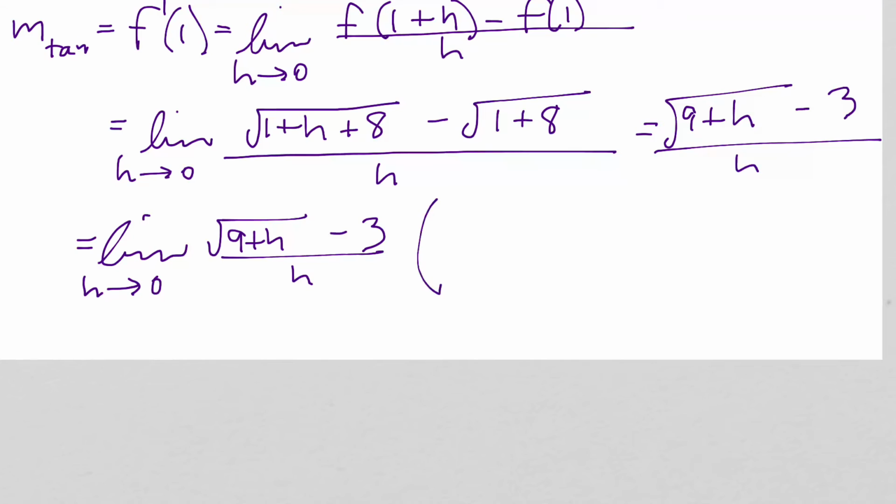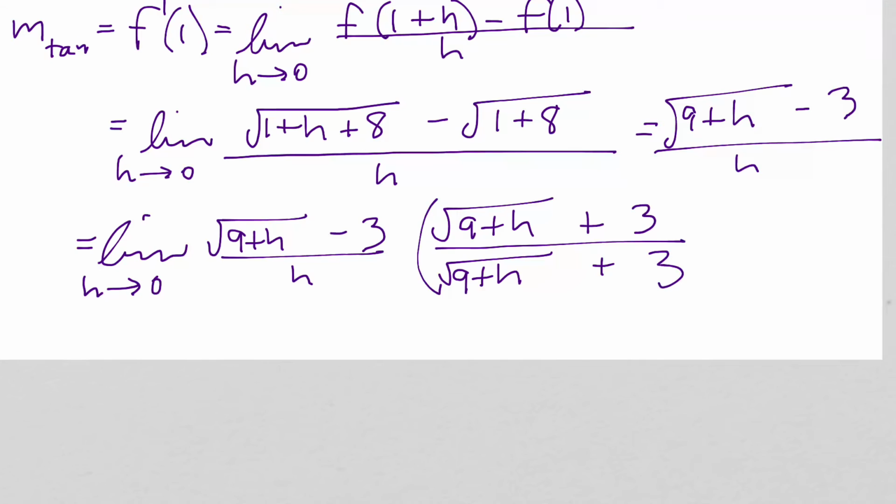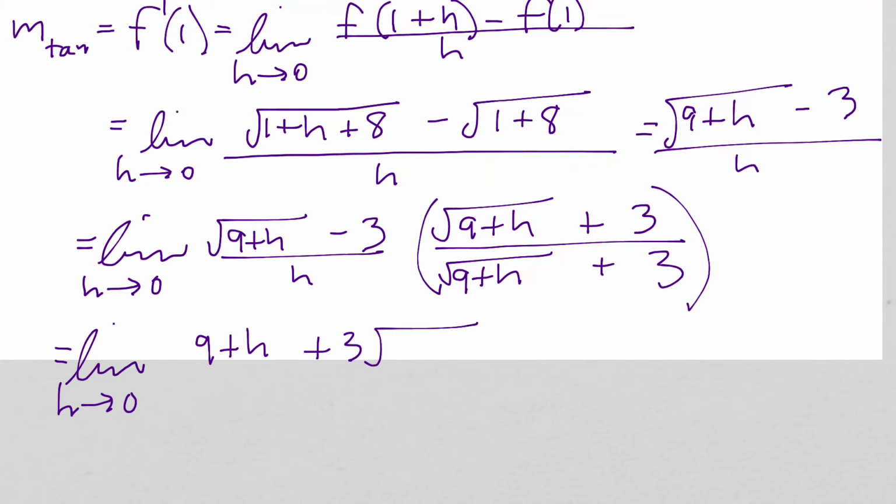Alright, so I'm going to multiply by the square root of 9 plus h plus 3, top and bottom, which is the same thing as multiplying by 1. We'll see if this will get us into a form where we can evaluate the limit. So I've got the square root times the square root, so that's going to come off. Then I've got plus 3 times the square root of 9 plus h, and of course you would expect these to cancel in the middle.